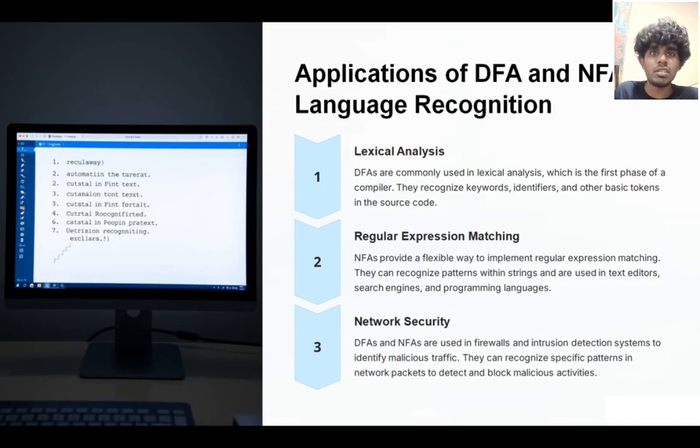Network security: DFAs and NFAs are used in firewalls and intrusion detection systems to identify malicious traffic. They can recognize specific patterns in network packets to detect and block malicious activities.